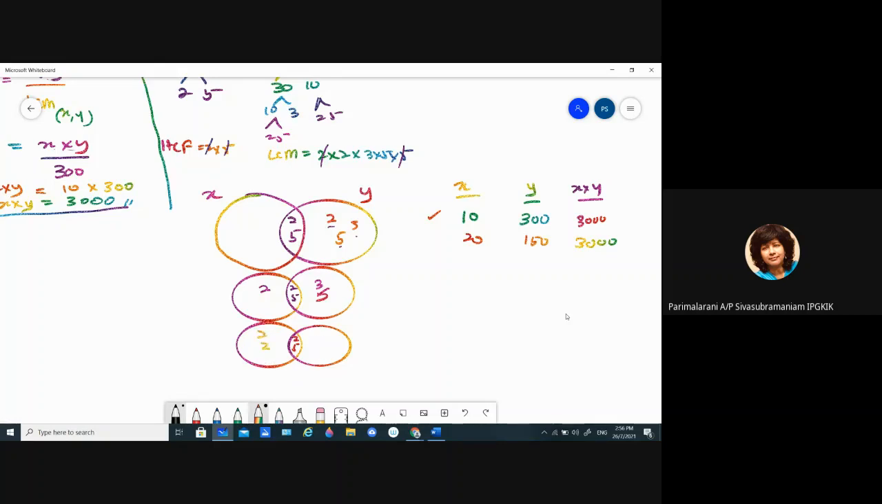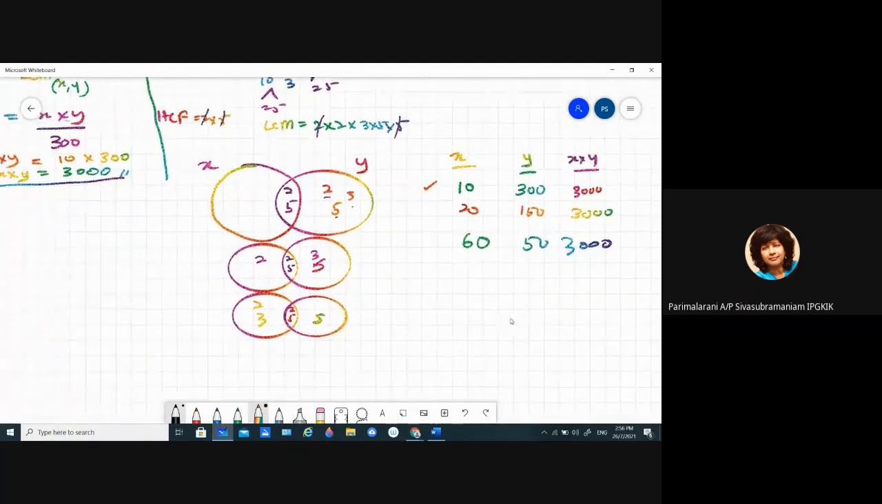Can we put 2, 3 here and 5 here? So what is x now? 60, and y is 50. So we have 3000. Is there any other possibility? There's maybe one more.